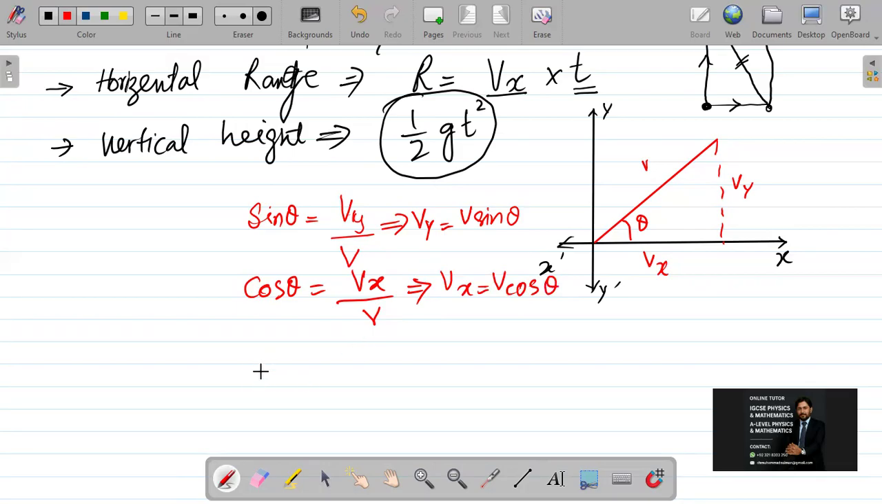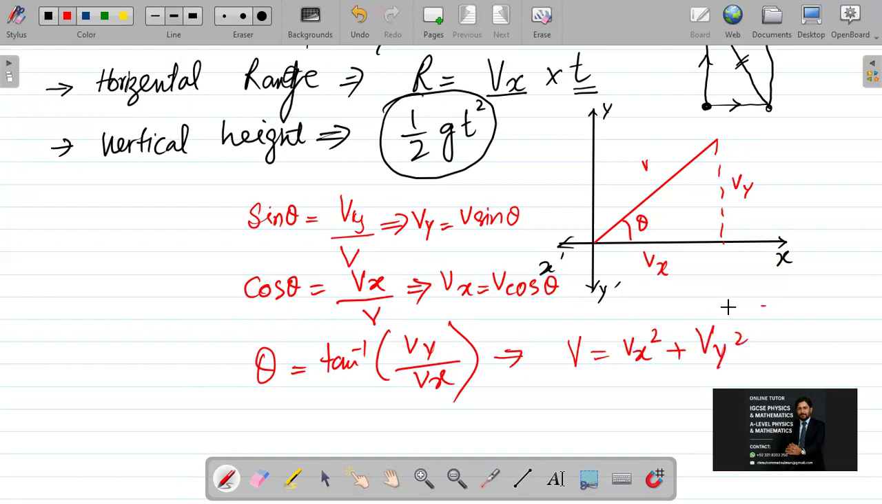And for getting the direction, I will say theta is equal to tan inverse of Vy over Vx. And for getting the magnitude of this velocity, I will say V is equal to the square root of Vx squared plus Vy squared.